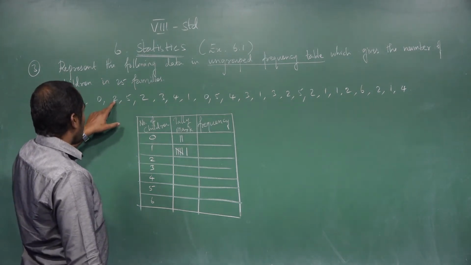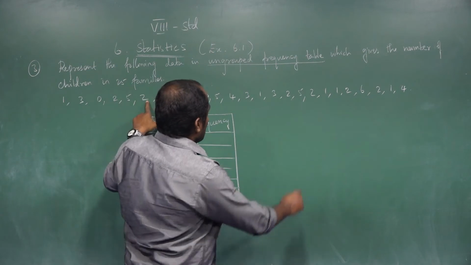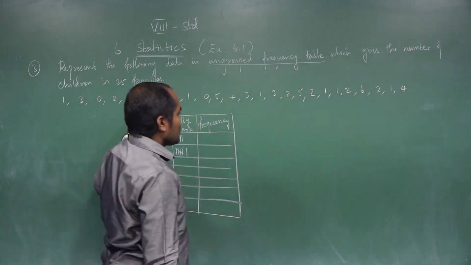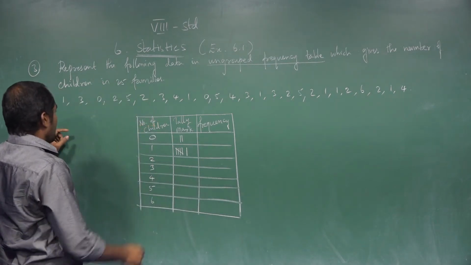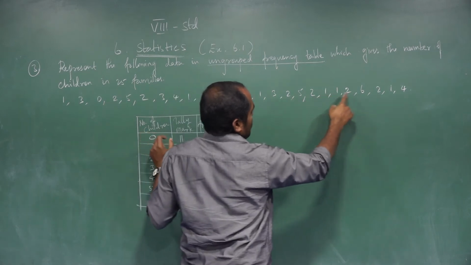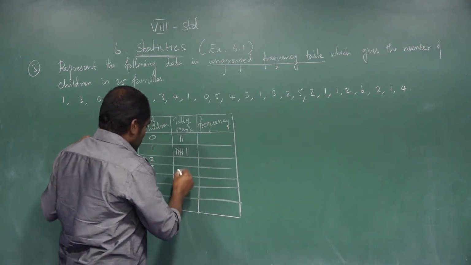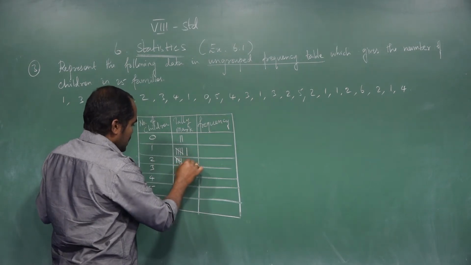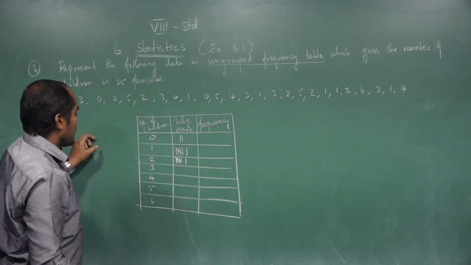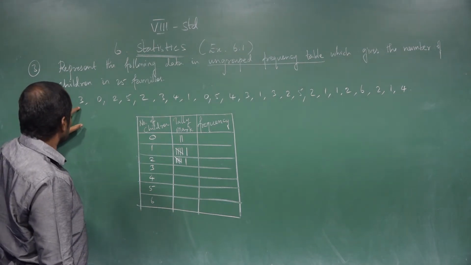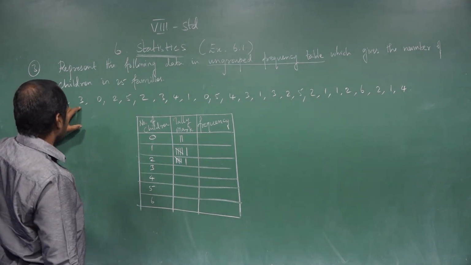Next, how many families have 2 children? 1, 2, 3, 4, 5, 6. So here also 6. Next, the number of families having 3 children.